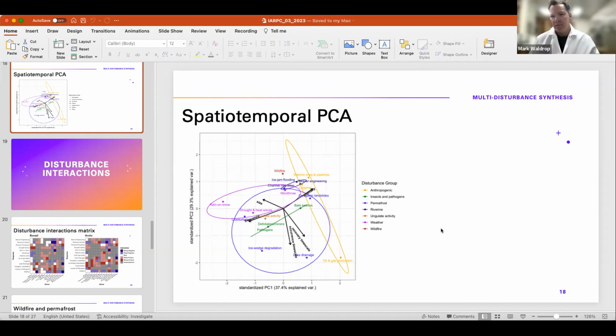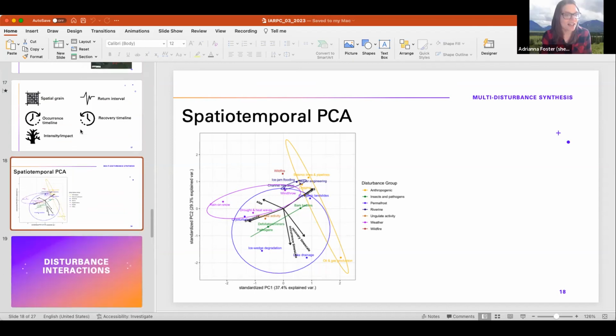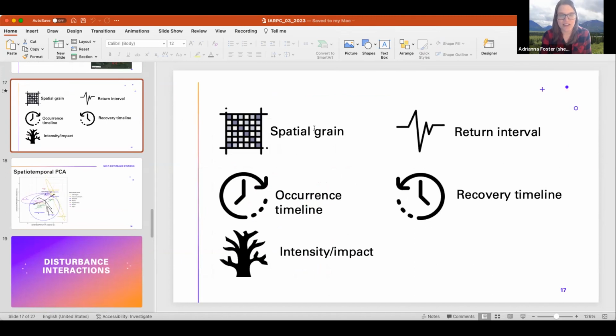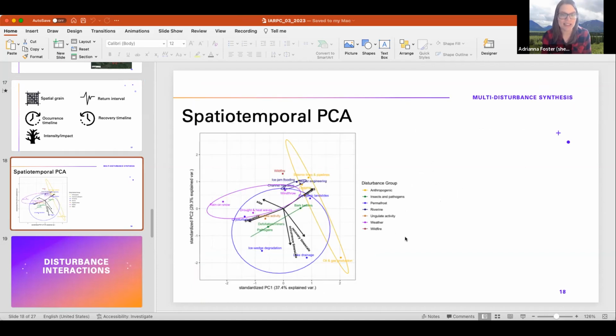Right. So this is a PCA of the spatial and temporal scale of everything in the literature. Yeah. We took these categories and gave each disturbance a qualitative value. We turned that into a numeric scale, and then put that into a PCA. We even had a workshop where we invited additional members of the community outside of just the co-authors, and we gathered input from community members too, to make our analysis even more robust, and make sure we had as many sources and as much information as we could.